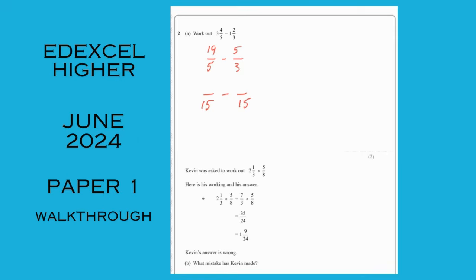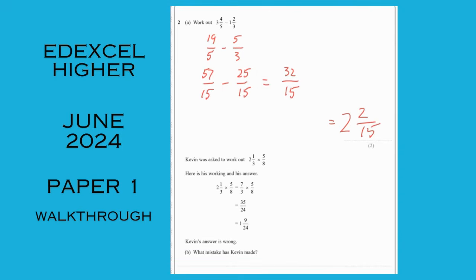Left hand side, treble the top and the bottom. In goes a 57. Right hand side, times everything by 5. And now we can simply subtract the numerators. So 57, take away 25, gives us 32. We'll turn it back into a mixed number. 15s into 32 goes 2 with a remainder of 2, and we keep the 15.